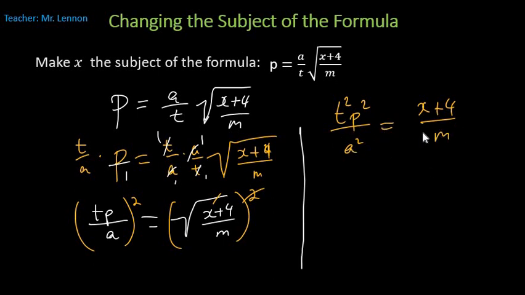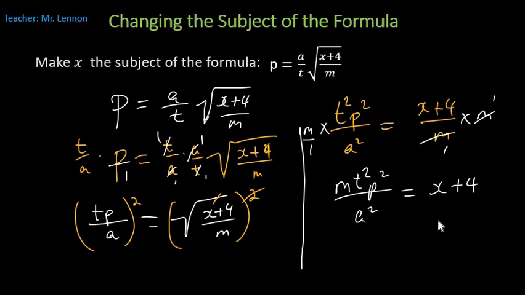So what we can do is to isolate the x by first removing the m, since m is dividing x plus 4. The 4 is only being added to x, so we cannot remove that first. So we want to remove the m, the denominator, first. So we're going to multiply both sides by m. So m cancels m, and we have m times T squared P squared over A squared. Now, m is actually a numerator, so m times T squared P squared will give us mT squared P squared, and 1 times A squared will give us A squared, which is equal to x plus 4.